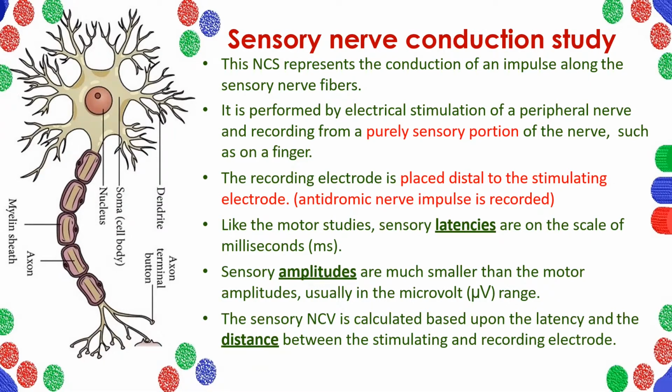In the motor nerve, it was known as orthodromic nerve conduction recording, but here antidromic nerve conduction recording is done. Like the motor studies, the sensory latencies are on the scale of milliseconds, and sensory amplitudes are much smaller than the motor amplitudes. So usually they are in microvolts. In motor, it was in millivolts. Now sensory nerve conduction velocity is calculated based upon the latency and the distance between the stimulating and the recording electrode.